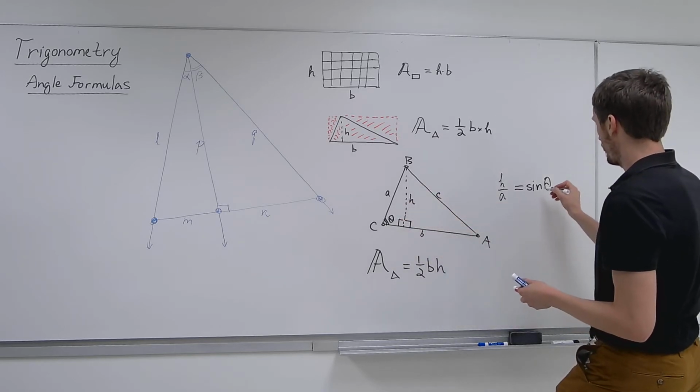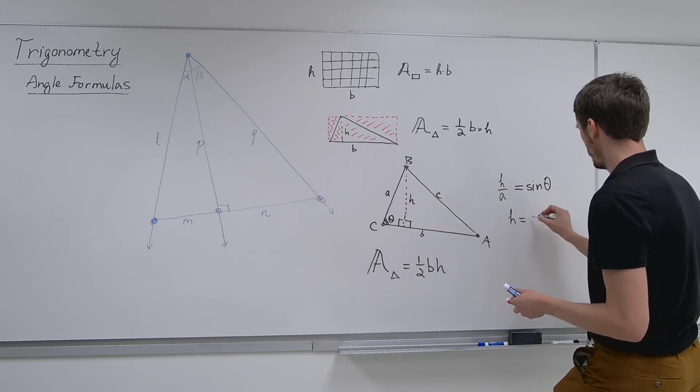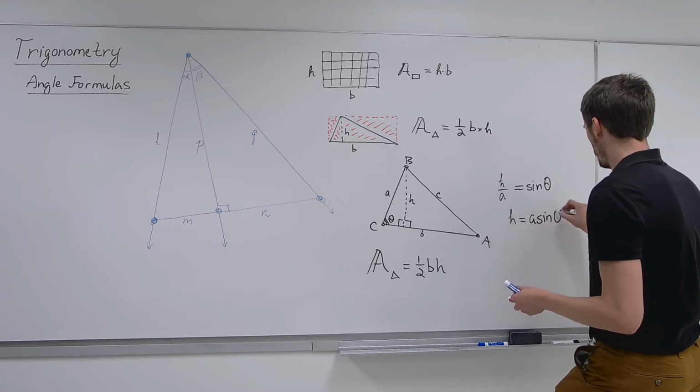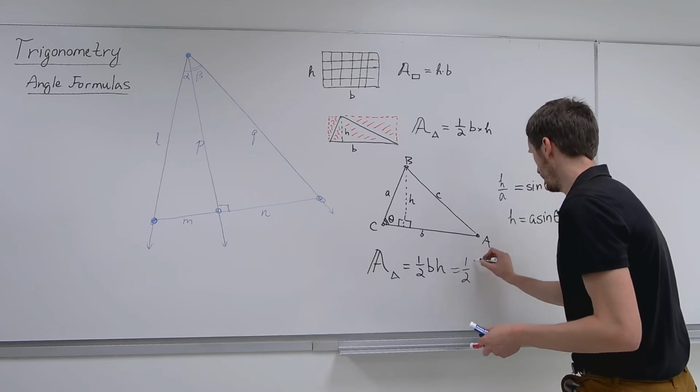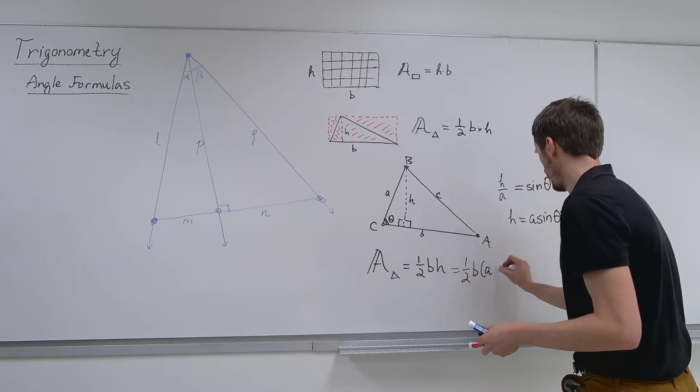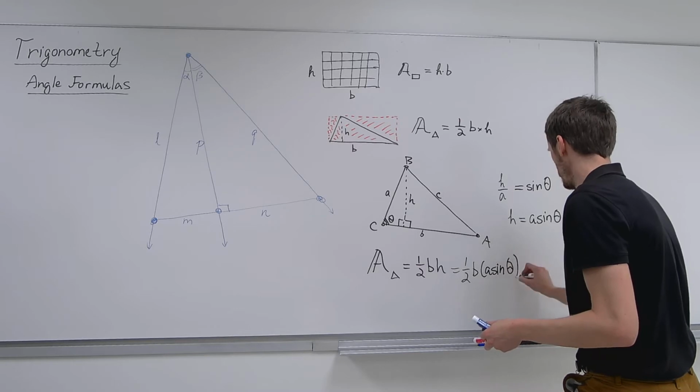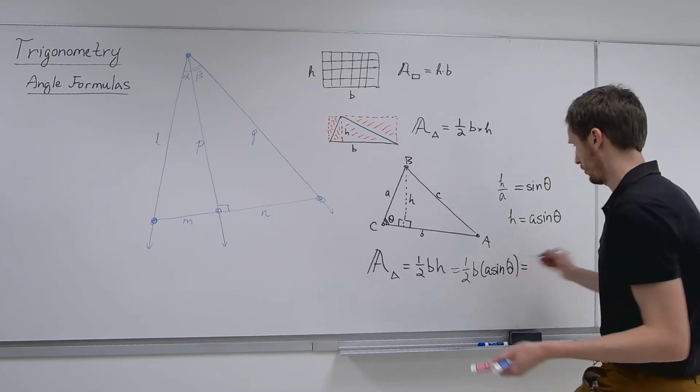So now look, what is my h? Well, solve for h, you get A sine theta. And we plug this here into this h, and we get 1/2 b, and then A sine theta instead of h, or substitute. And that's going to be, if I write it in alphabetical order more so, 1/2 AB sine theta.